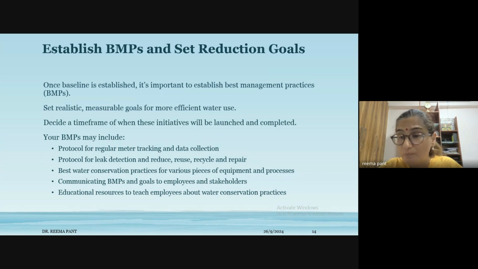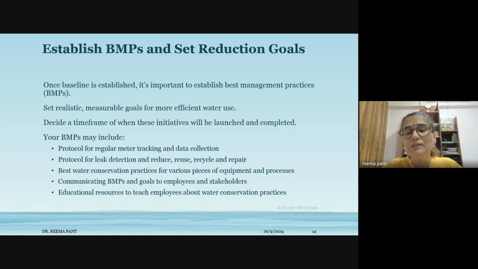But now we have come to a point in this time and age where water definitely needs to be relooked. So regular meter tracking and regular data collection needs to be done from the areas, maybe for some time. Once we get a hang of it, then we may not, but for some time, so that we put a practice in place. Then we need to do leak detection. Where are the leakages happening? Where are the possibilities of leakages? Where are the common places where continuous leakages happen over a period of time? Those are the identified or marked places that we need to check regularly.